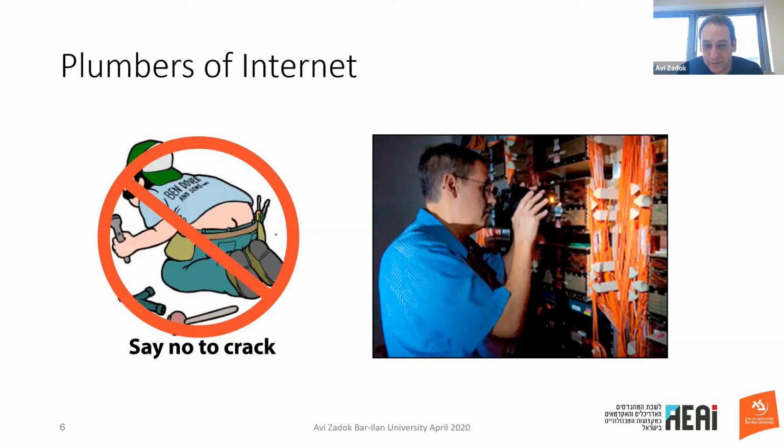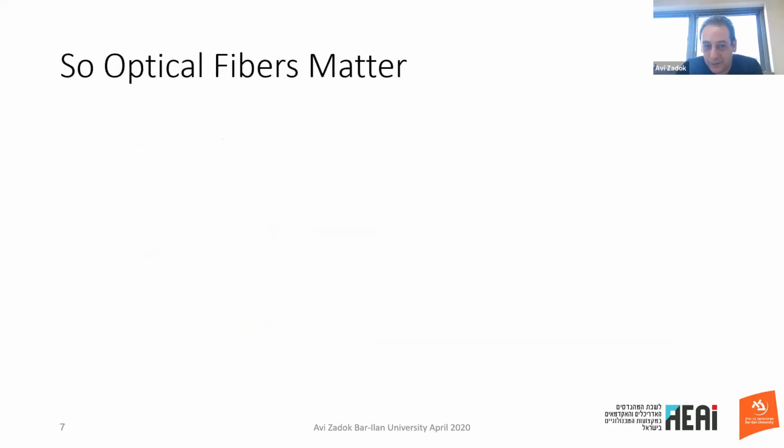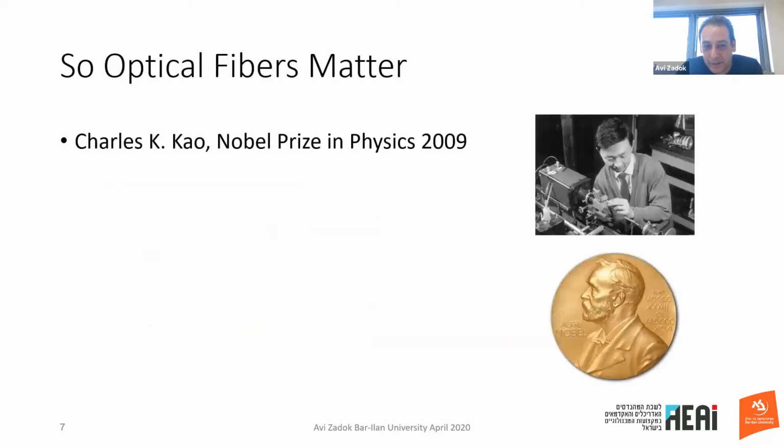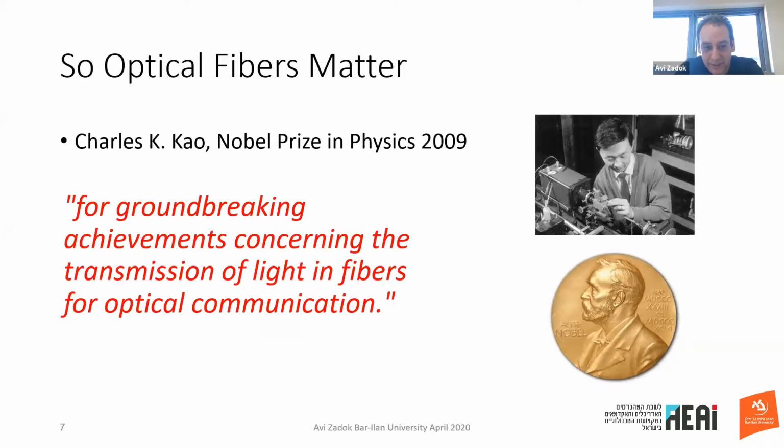We also cannot survive too long without internet connectivity. So this plumbing is becoming more and more essential to our society, to our economy, to our lives as a whole. So optical fibers matter, and the inventor or foreseer of optical fibers, Charles Kao, was awarded the Nobel Prize in Physics in 2009 for this invention.